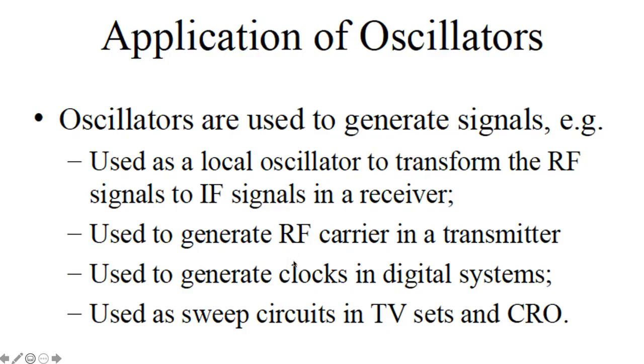Now, what are the applications of oscillators? Oscillators are used to generate signals. For example, they are used as a local oscillator to transform the radio frequency signals to the IF signal. IF is basically intermediate frequency in a receiver. They are used to generate the RF carrier in a transmitter, used to generate clocks in digital systems, and used as a sweep circuit in TV sets and in CRO. And there are many other applications.